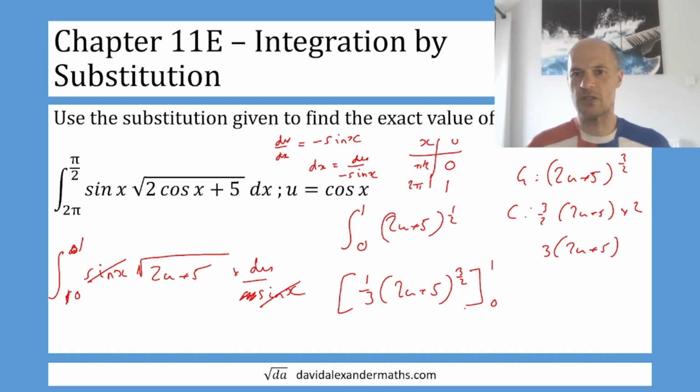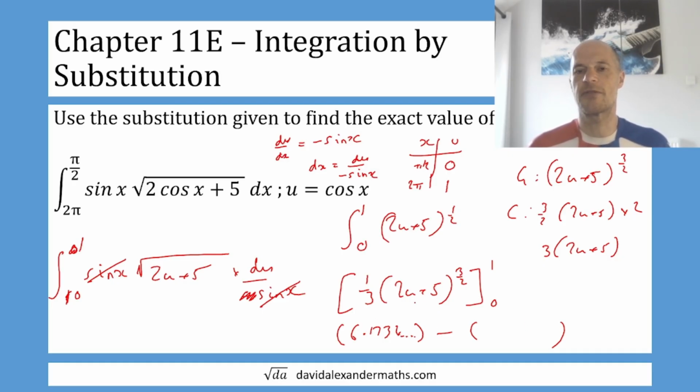Okay, so what happens when we put 1 through this? So 2 times 1 is 2 plus 5. 5 to the power of 3 over 2 divided by 3. That comes to 6.1734 approximately. Usually in an exam you'd not get a decimal answer. The question would have been done in such a way that you're getting a fairly nice fraction, or maybe not a nice fraction, but a fraction anyway.